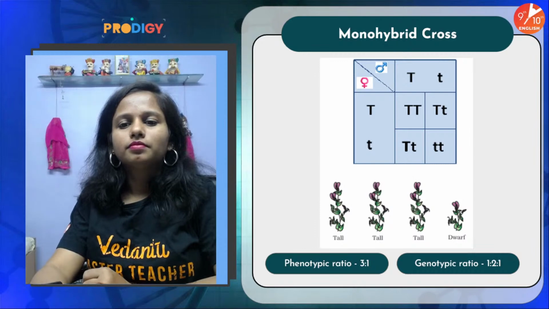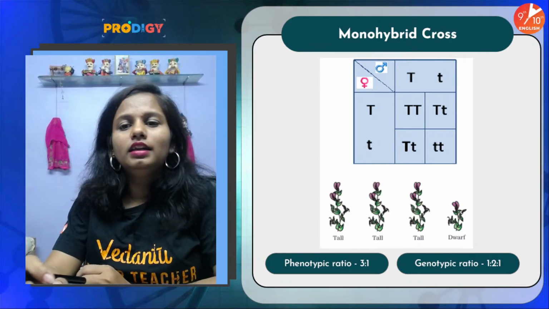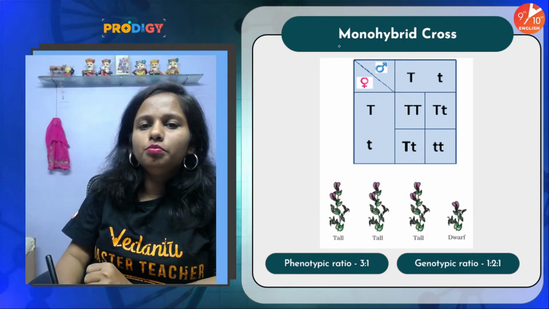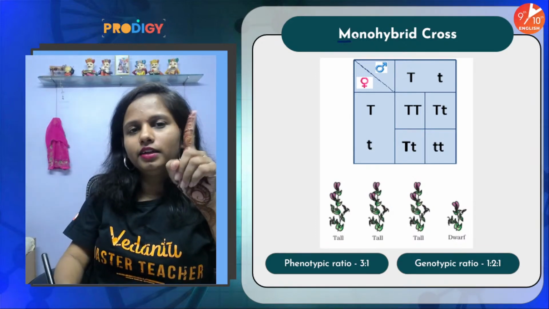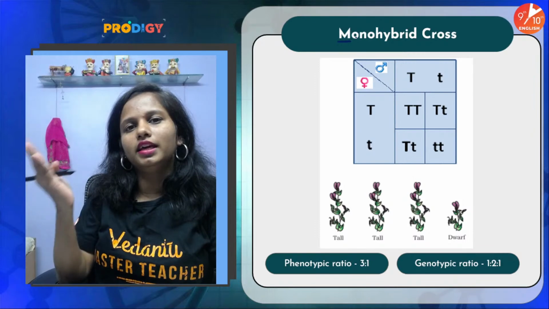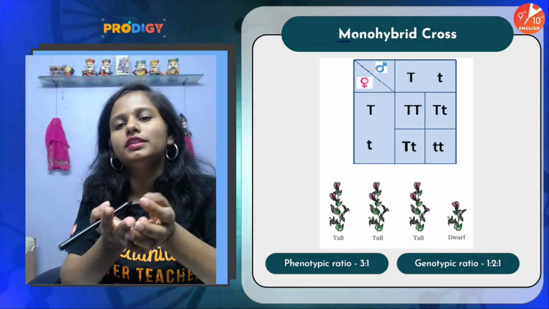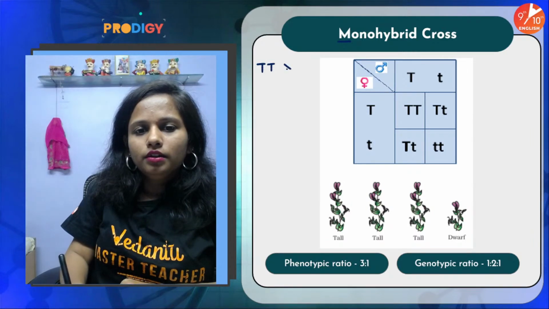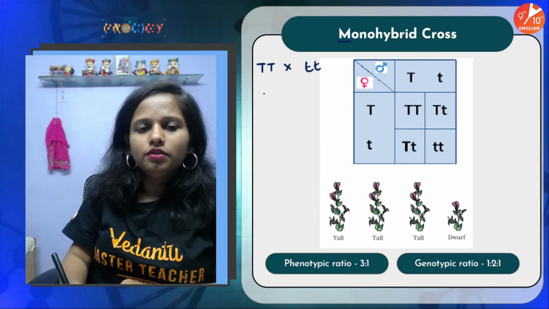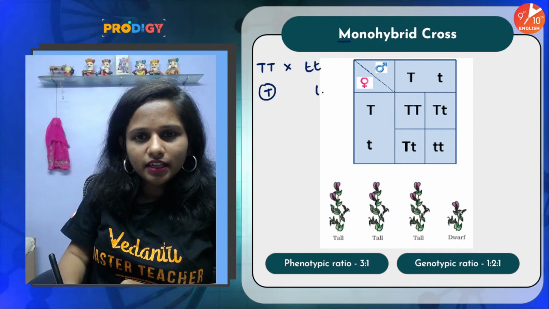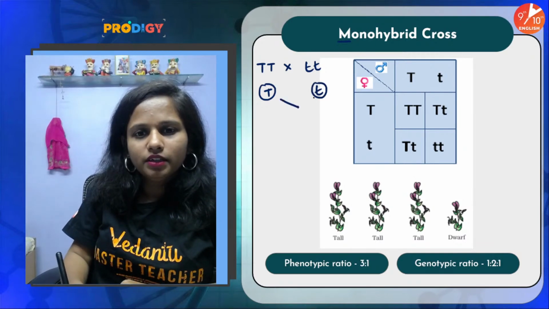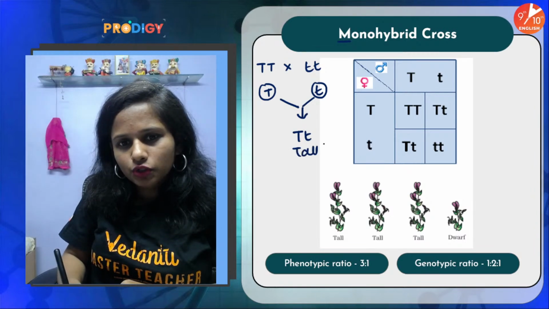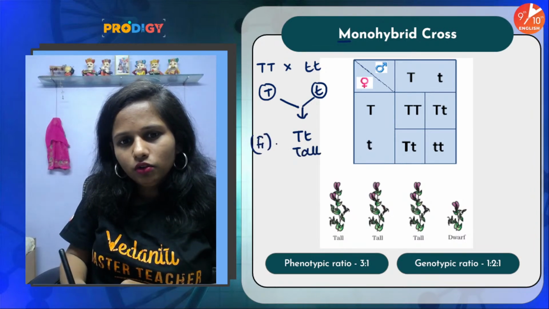Now guys, let's talk about the monohybrid cross. Mono means one pair of contrasting characters. When two plants with contrasting characters are crossed, we get hybrid seeds, a monohybrid cross. So here we took pure tall and crossed it with pure dwarf. We got the gametes as capital T and small t respectively. In the F1 generation, we got all individuals hybrid tall.